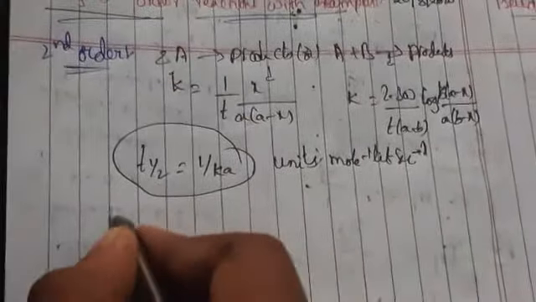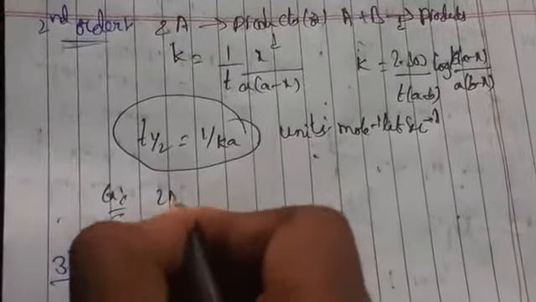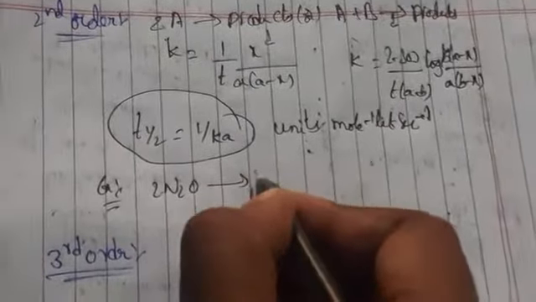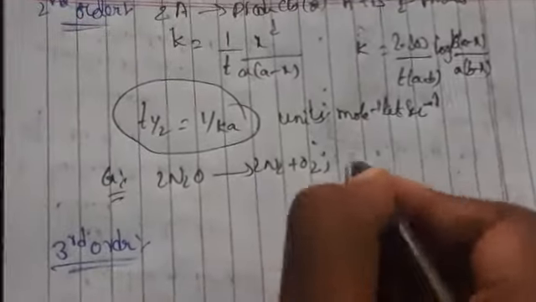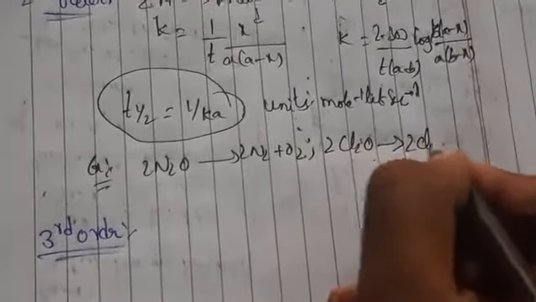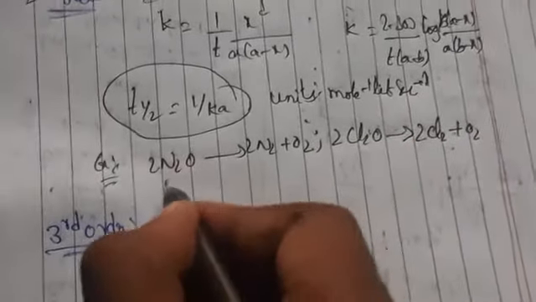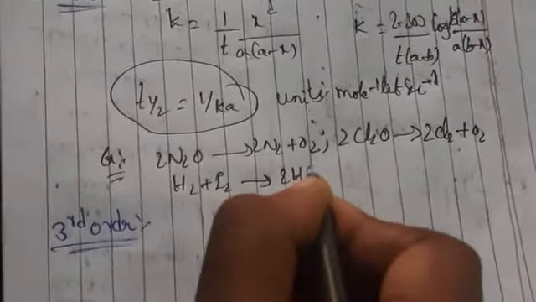So next, for this, the examples we are going to have here are 2N2O gives 2N2 plus O2, and 2Cl2O gives rise to 2Cl2 plus O2, H2 plus I2 gives rise to 2HI. So these are the general examples of the second order reaction.